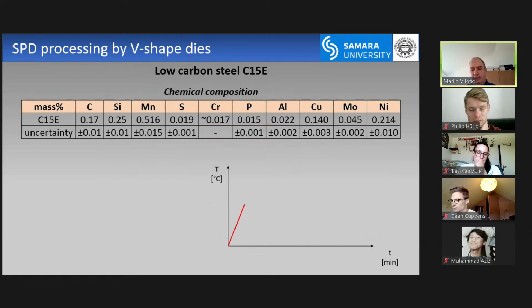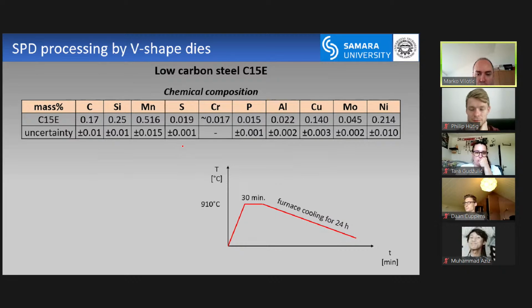As I said, we process low carbon steel. Why? Because it's relatively cheap, at least in Serbia, and it's very easy to deform. And we want to improve the properties of this low carbon steel, so it can have properties of the more expensive and, I would say, higher grade steel.